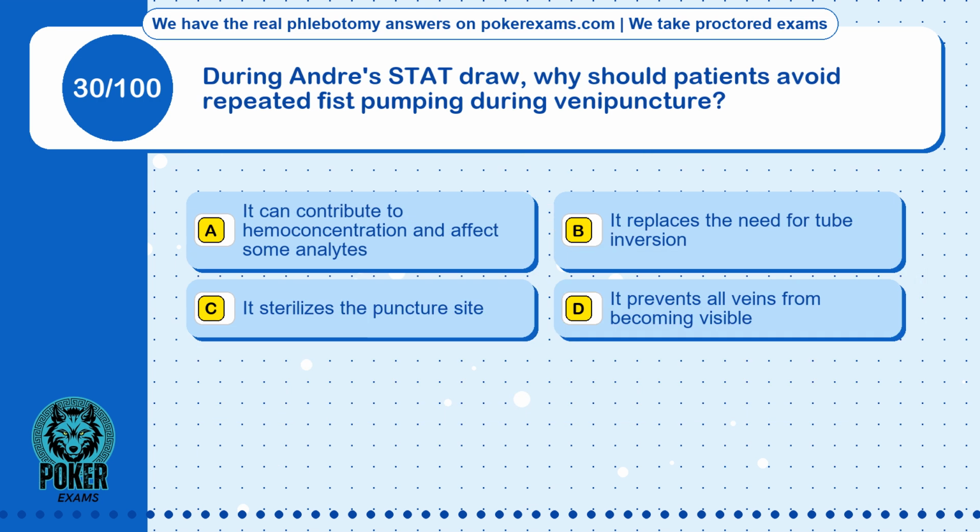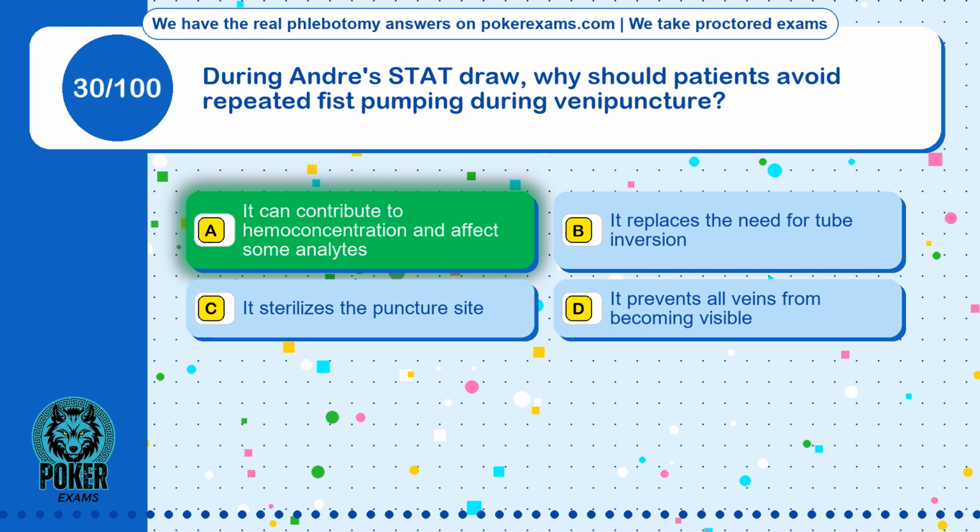Question 30. During Andre's stat draw, why should patients avoid repeated fist pumping during venipuncture? Option A. It can contribute to hemoconcentration and affect some analytes. Option B. It replaces the need for tube inversion. Option C. It sterilizes the puncture site. Option D. It prevents all veins from becoming visible.